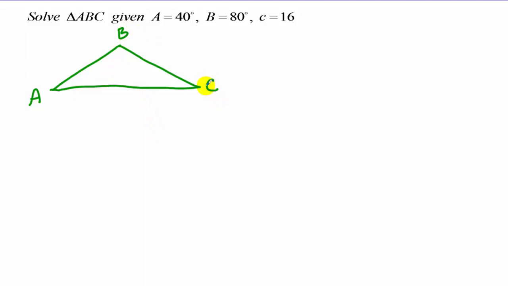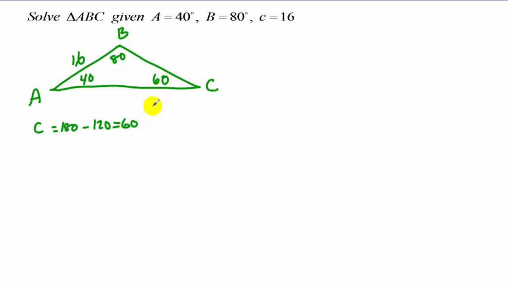So opposite this angle C has to be the side of 16. And what they're asking us to do in this triangle is solve it, which means find all missing sides and all missing angles. So let's tackle the easiest part first. Let's find the missing angle. We know there's 180 degrees in a triangle, so therefore C equals 180 minus what's already been used, 120, or 60 degrees. So I'll just fill that in.